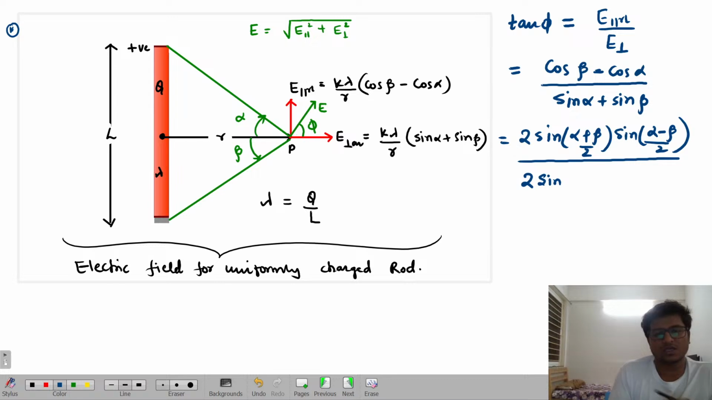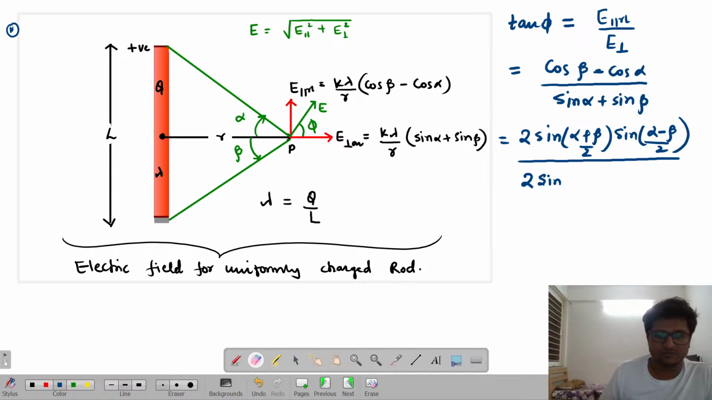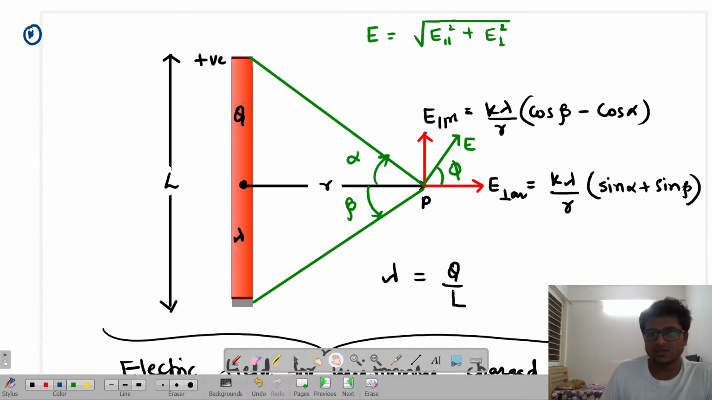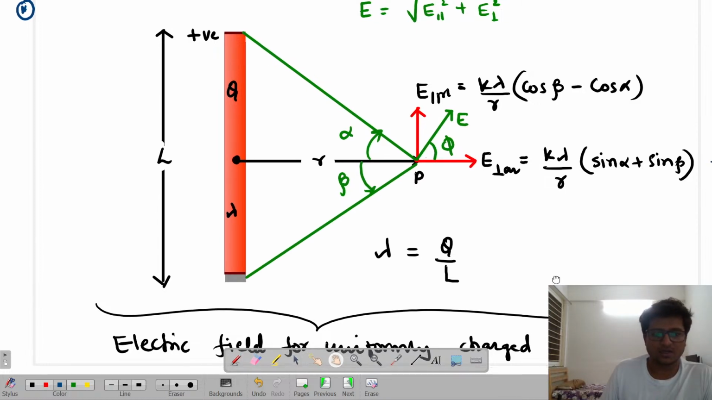One thing is there. Just one minute. This E parallel which we are taking is a little bit diametrically wrong. The point is, this will not be in this direction.